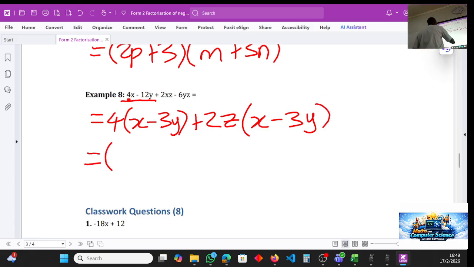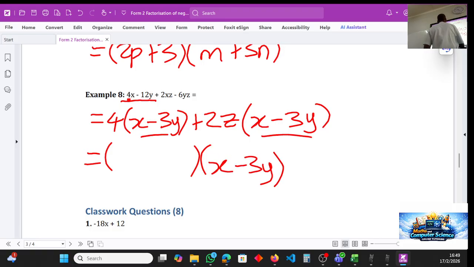And finally, I'll build my two brackets, hence I inspect what's inside the bracket, we'll store it in the second bracket, and the first bracket will have 2z plus 4.